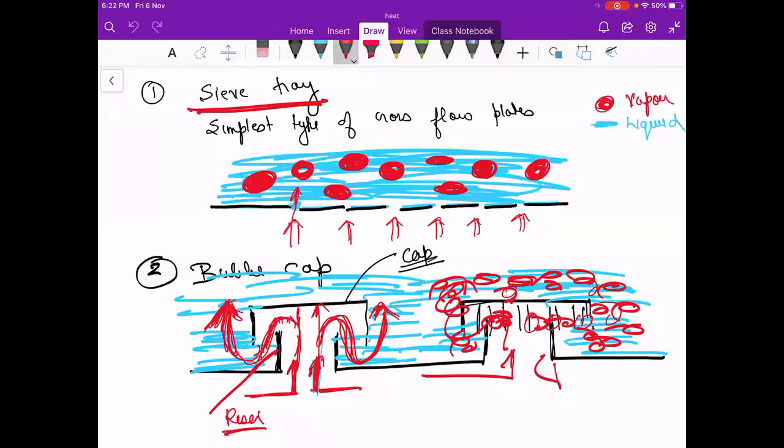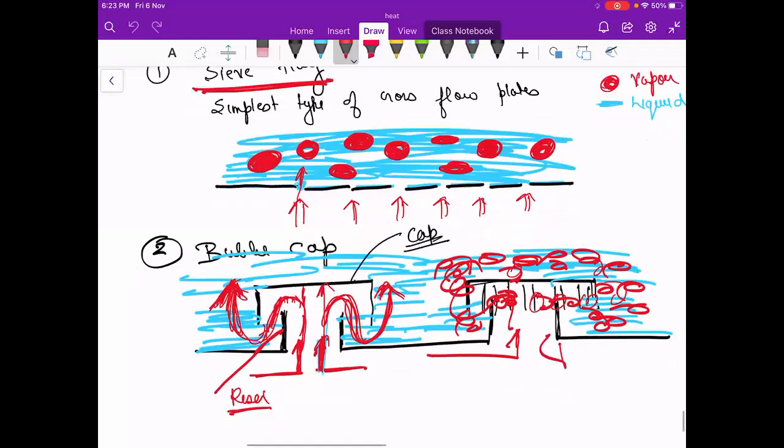Yes, contactors are nothing but a way to increase the contact time of liquid and vapor so that more mass transfer takes place. This is the main application of these contactors. So this is what we are doing.